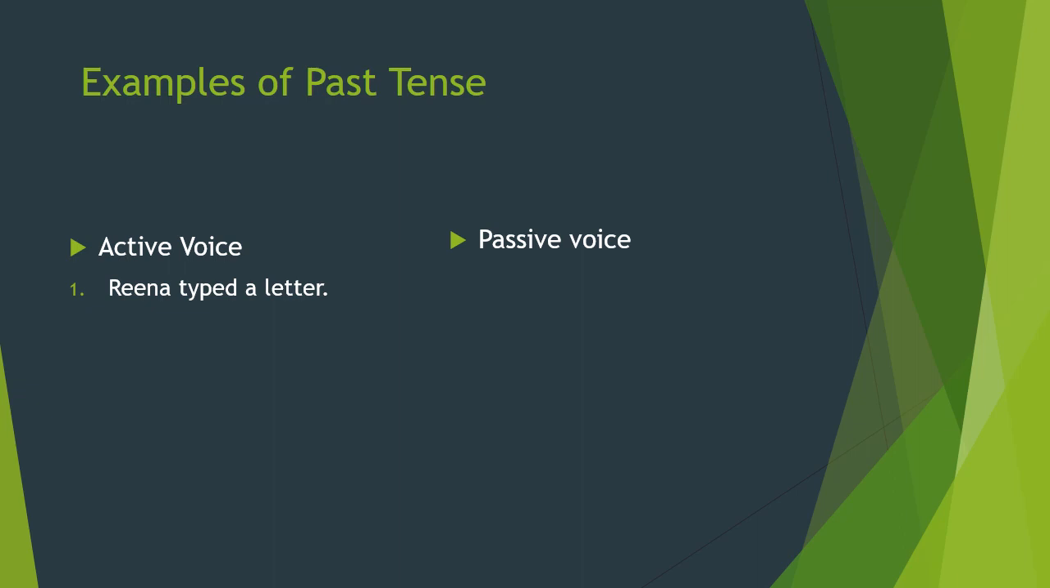Now, subject and object as usual you need to exchange. So here in passive voice, the subject will be a letter which is in singular. So the verb should be was typed and object will be by Reena. So in passive voice, the sentence will be a letter was typed by Reena.